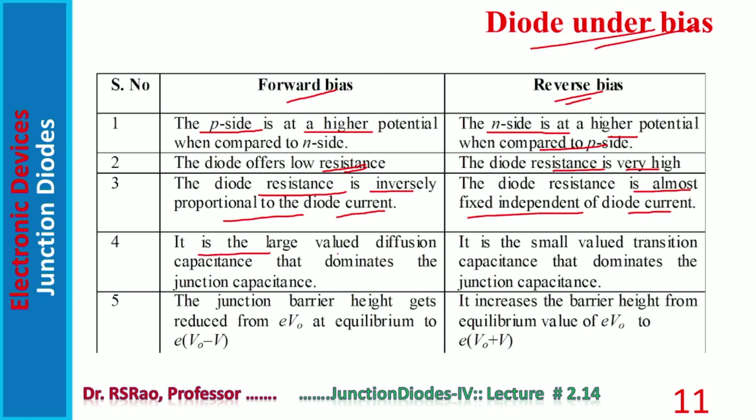It is the large valued diffusion capacitance that dominates the junction capacitance under forward bias. It is the small valued transition capacitance that dominates the junction capacitance under reverse bias. The junction barrier height gets reduced from EV0 at equilibrium to EV0 minus V. This is under forward bias. So barrier height decrease takes place under forward bias. Barrier height increment takes place under reverse bias. Reverse bias increases the barrier height from the equilibrium value of EV0 to EV0 plus V.